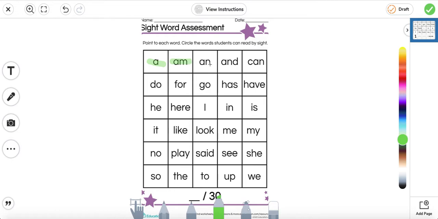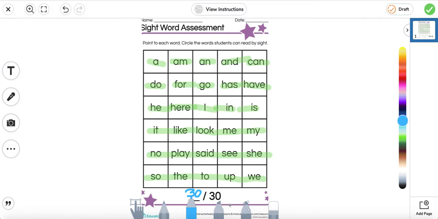A, am, an, and, can. Do, for, go, has, have. He, here, I, in, is. It, like, look, me, my. Know, play, said, see, she. So, the, to, up, we. Great job. We read all 30.